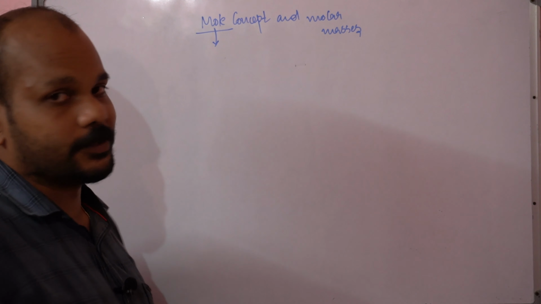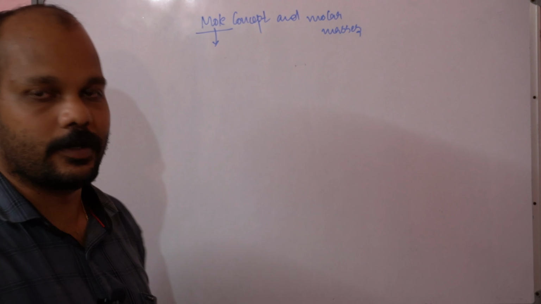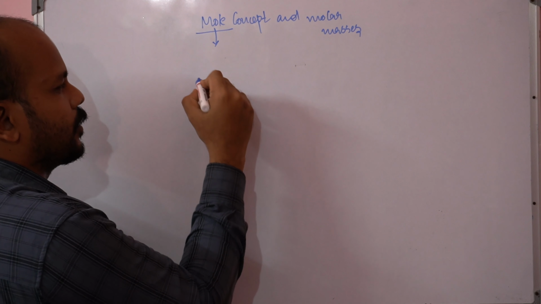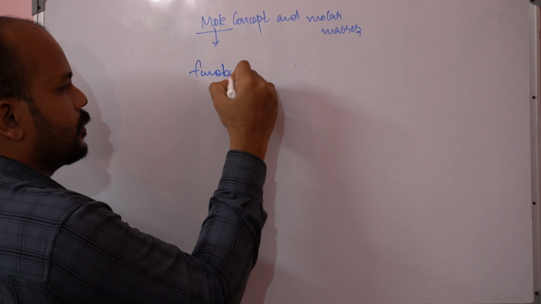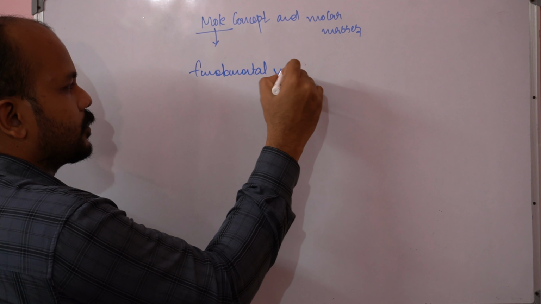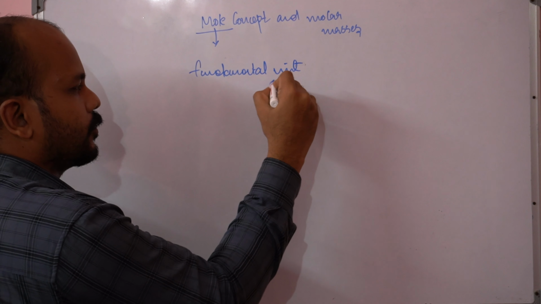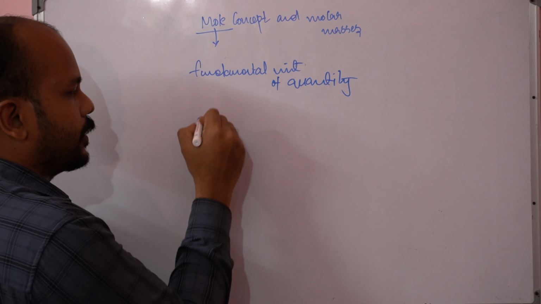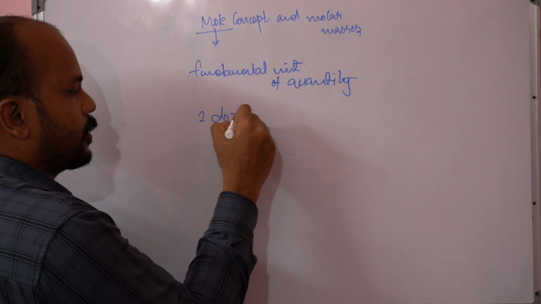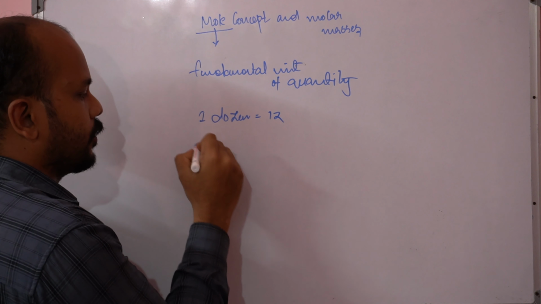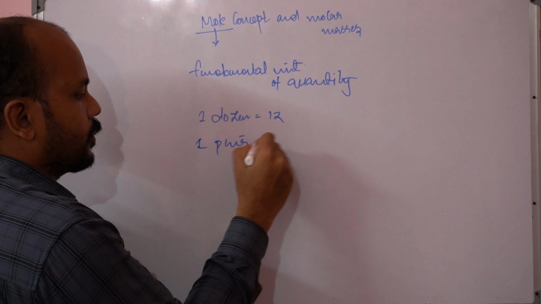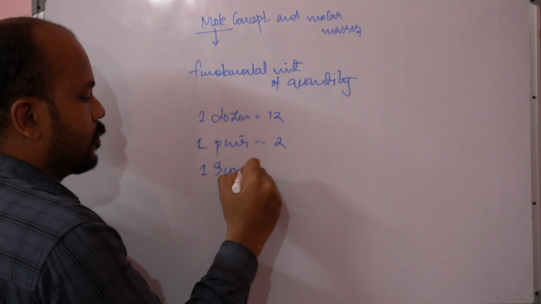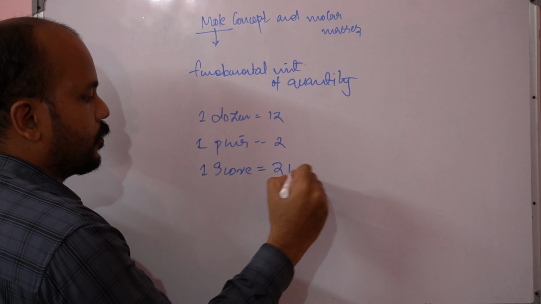Concept, and what is the meaning of molar mass in gram. See, actually the mole is one of the fundamental units, a fundamental unit of quantity. In the same way, we can say 1 dozen stands for 12, right? Or 1 pair stands for 2. Same way, 1 score is 24.